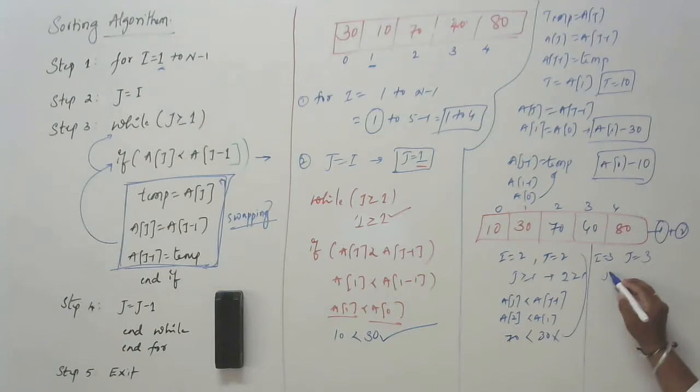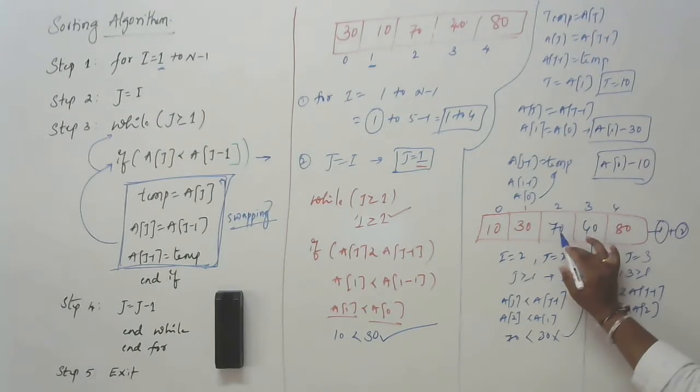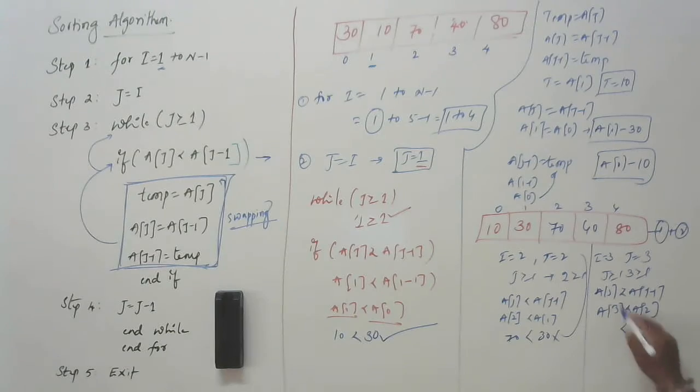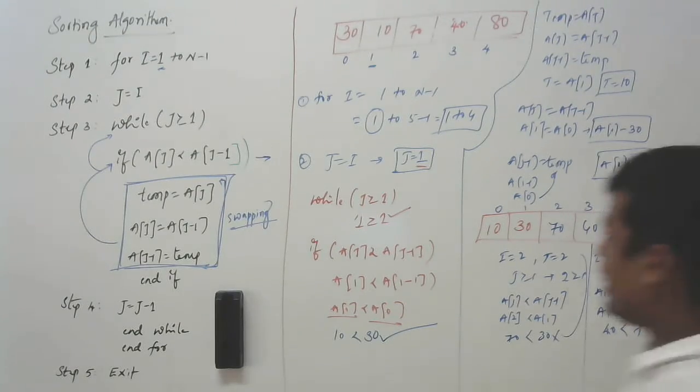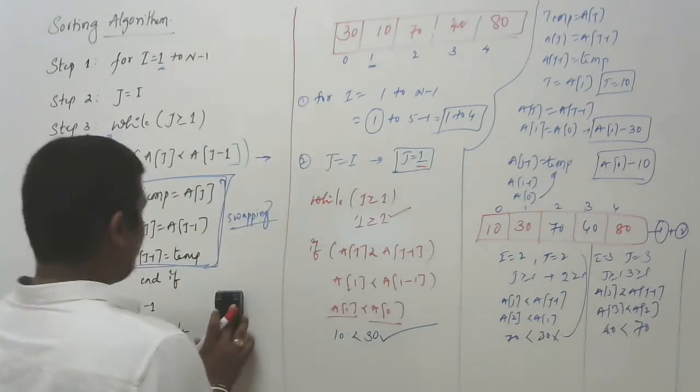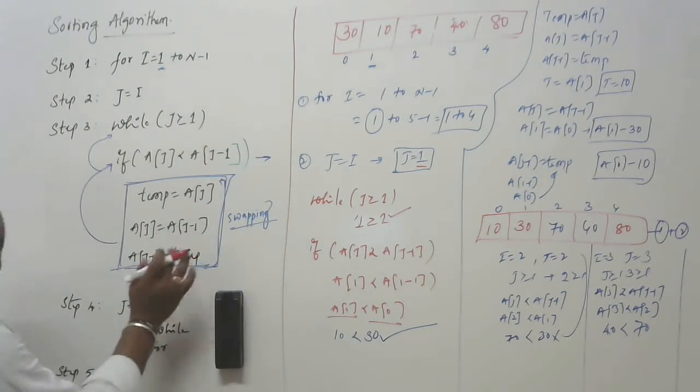So at that time, j is greater than 1, 3 is greater than 1, the condition is true. So a of j is lesser than a of j minus 1. That is 3, 3 minus 1, that is 2. A of 2 value, how much? 70. The a of 3 value is 40. 40 is lesser than 70. The condition is true. Immediately, again this operation will be performed.